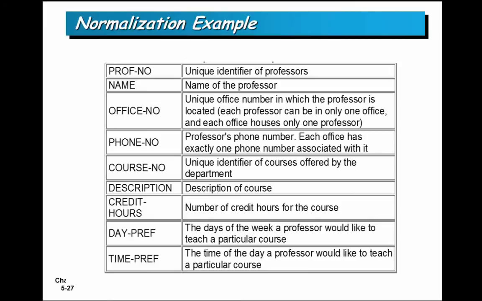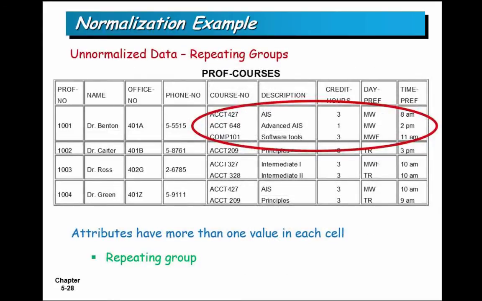I'm going to give you guys a chance to do some thinking, so you don't have to hear my voice for a few minutes. Here's an example of professors and offices and phones and all that kind of good stuff. Here's non-normalized data. You have some professors that have some offices, and the offices have phones, and they're teaching some courses, and the courses have descriptions. And here, the professors have expressed when they want to teach their course. Monday and Wednesday at 8 a.m. Of course, they know nobody will show up.